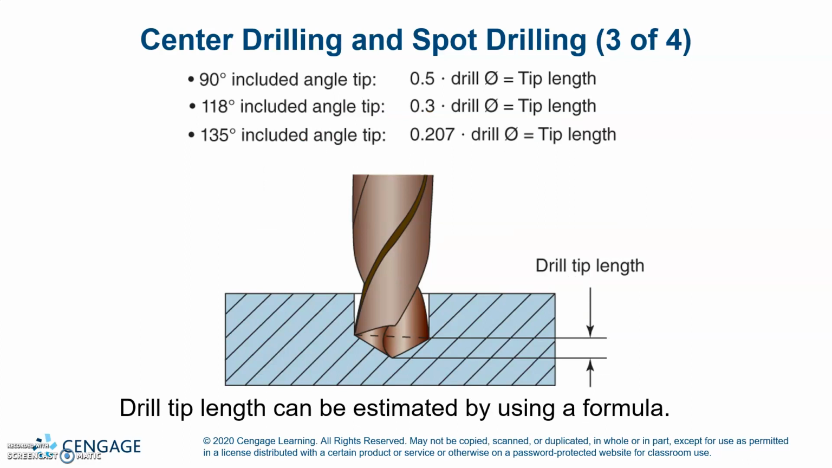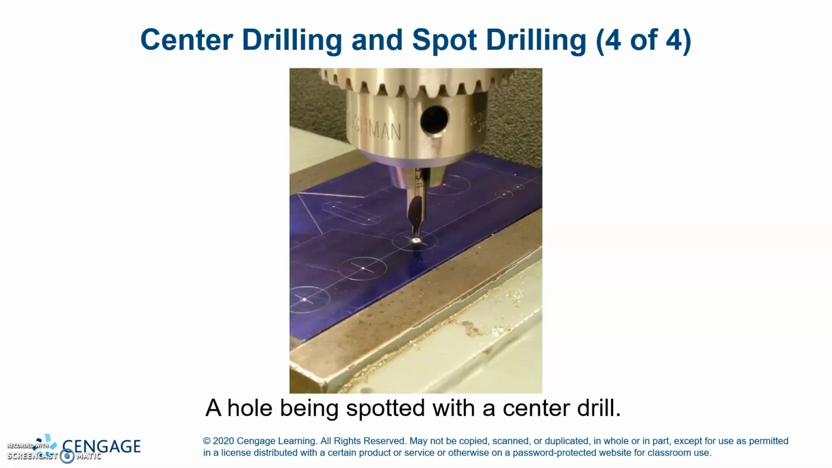90-degree included angle tip on a 1/2 inch drill diameter, and then 118 is 0.3 times the drill diameter. And 135 is 0.207 times the drill diameter. And that will give you the tip length. Drill tip length can be estimated by using the formula. A hole being spotted with a center drill.